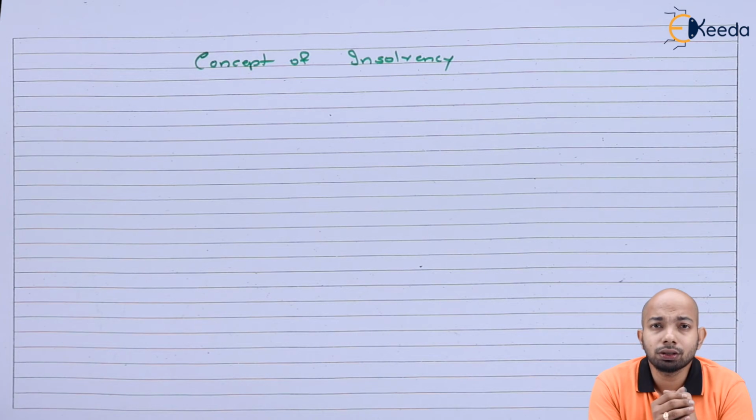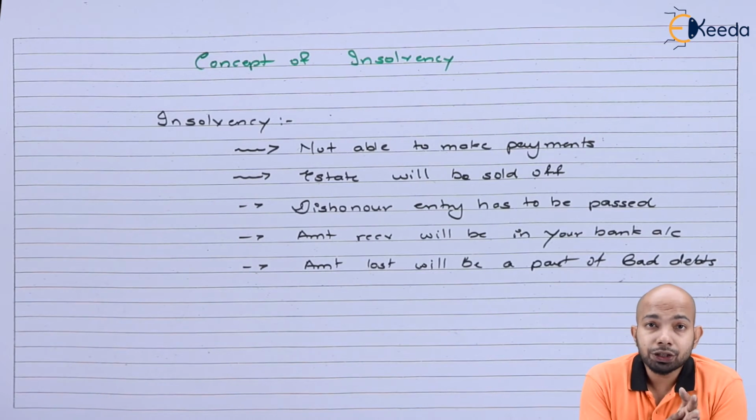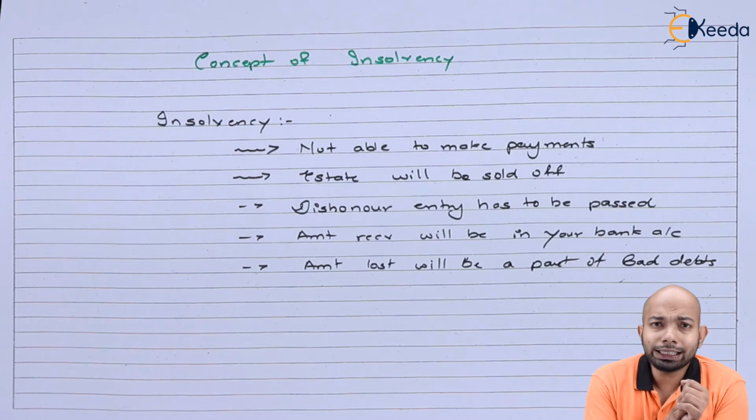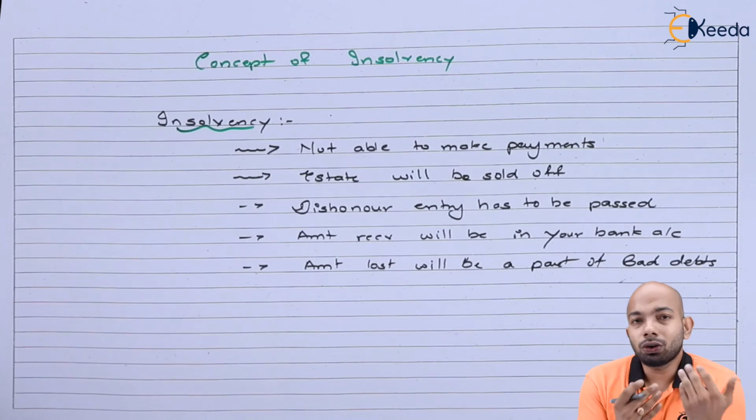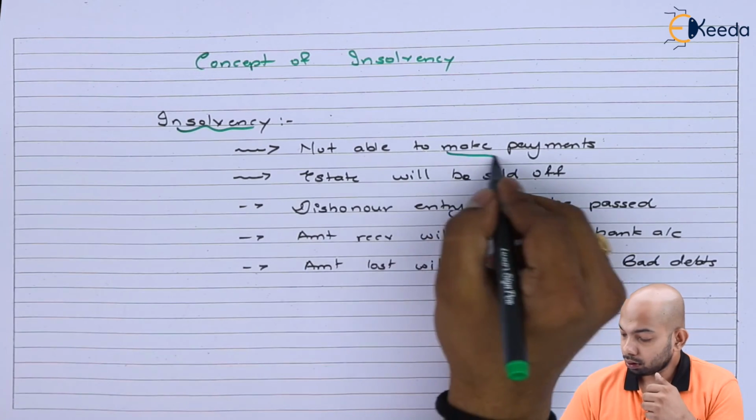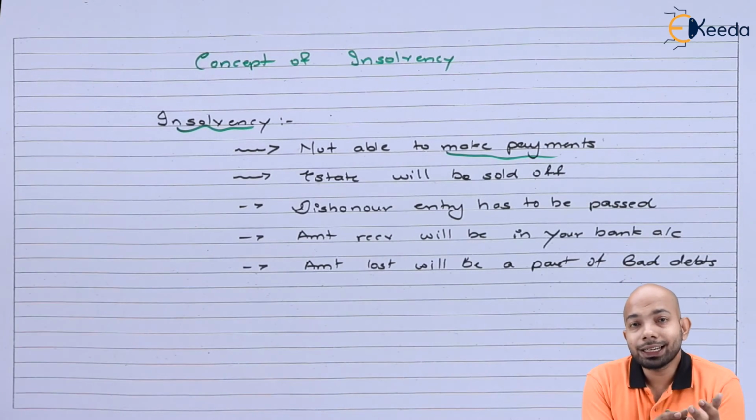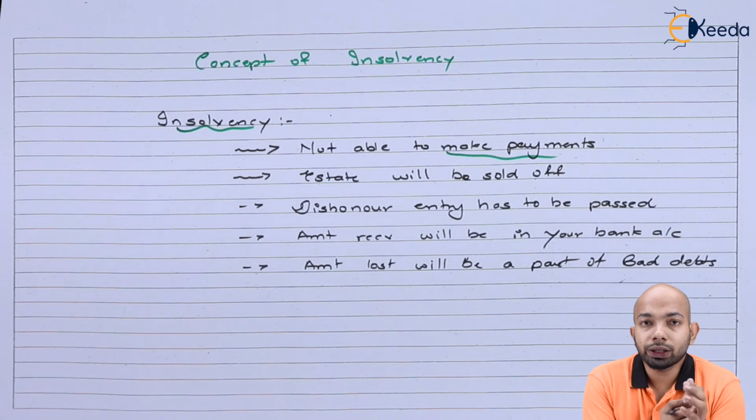So let's jot down certain things. There are certain pointers that we have mentioned here related to insolvency. Let's read them out. It means not able to make the payment. It also means that the estate of that drawee will be sold off.